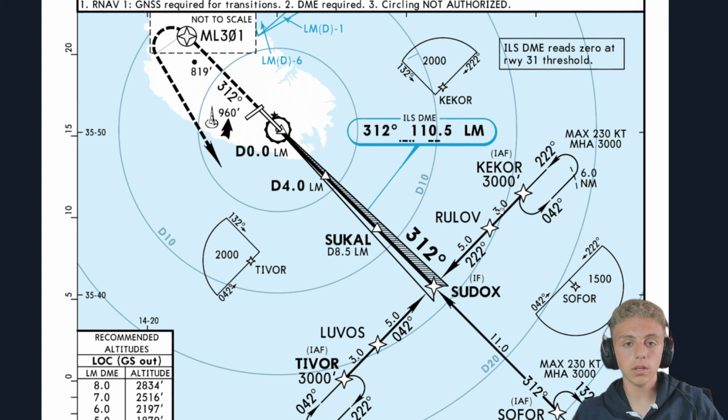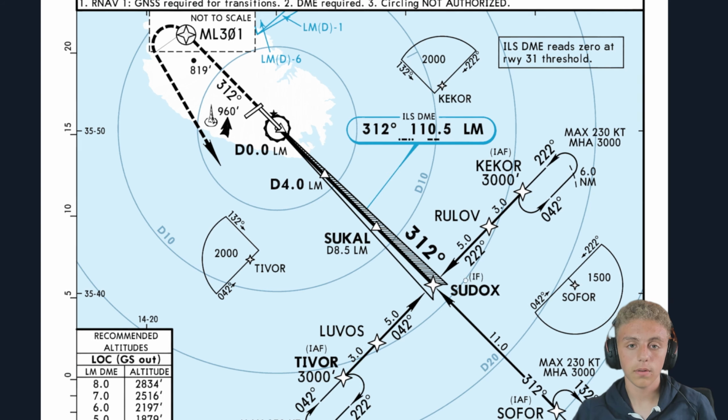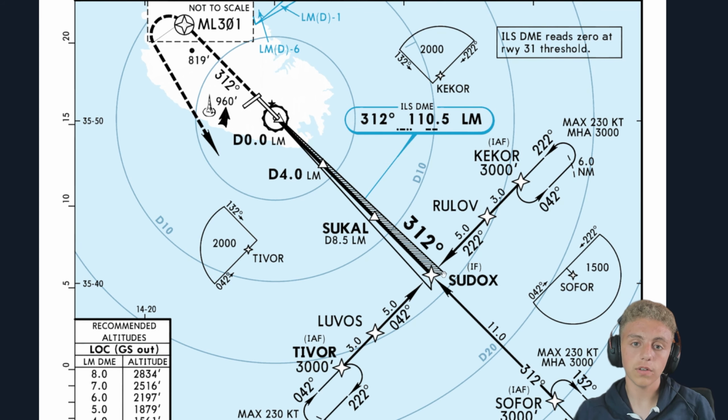These numbers in between represent the distance between each waypoint. So between Kekor and Rulov, there's 3 nautical miles. And between Rulov and Sudox, 5 nautical miles. This is the heading, the 222 degrees. The heading you have to go to them. Sudox is known as the intermediate fix. It is the fix where pretty much you will turn into final. That's all for the plan view.